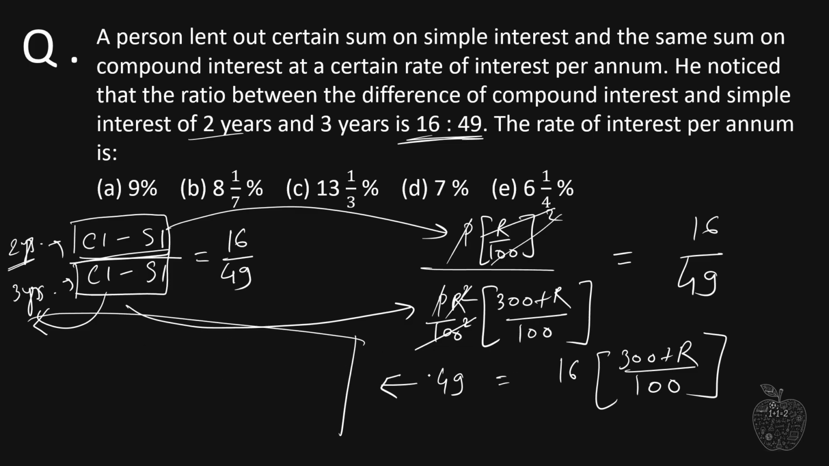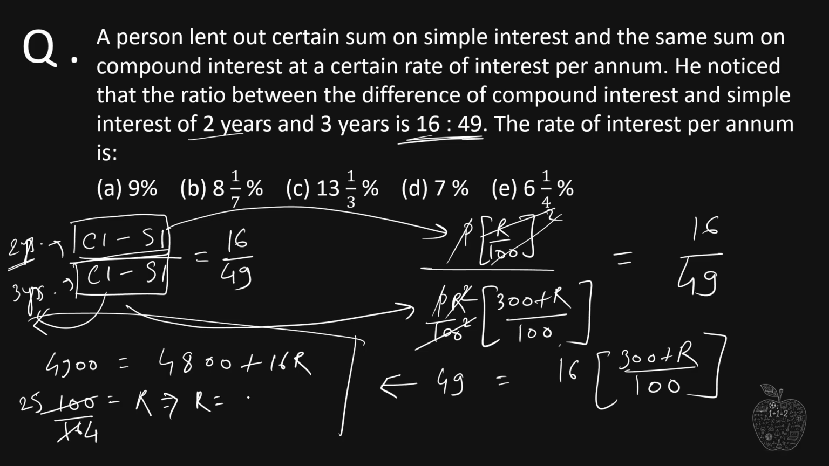So 100 gets multiplied here, so we are left with 4900 is equal to 16 into 3, we get 4800 plus 16R, and 4800 gets subtracted from 4900, we get 100 is equal to 16R, so 100 divided by 16 is equal to R. So R is equal to 25/4, which is 6 1/4, and this is our required answer. So option E here is the correct one.